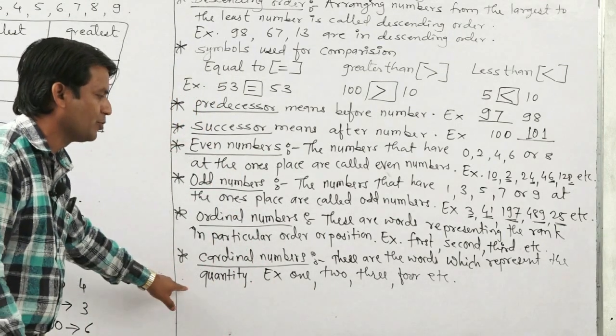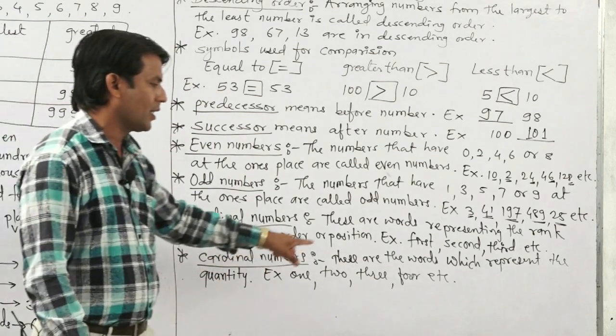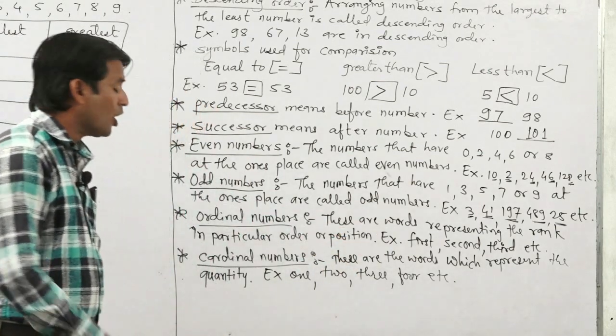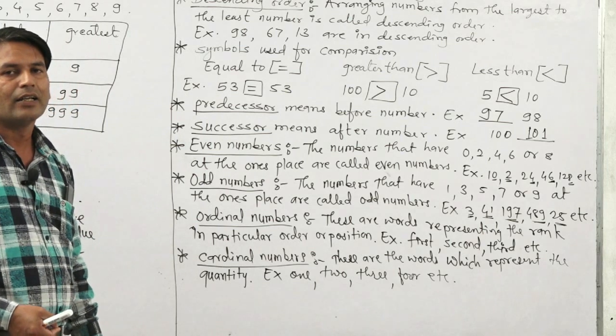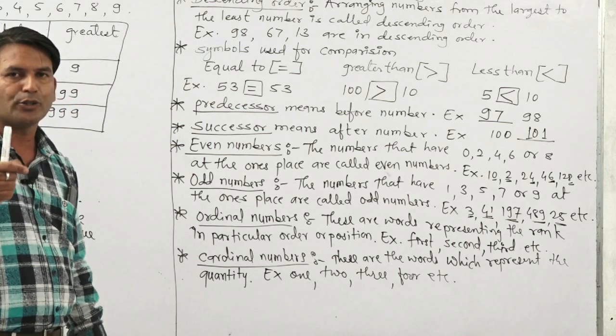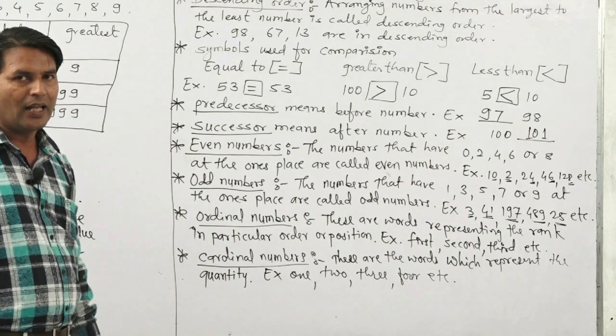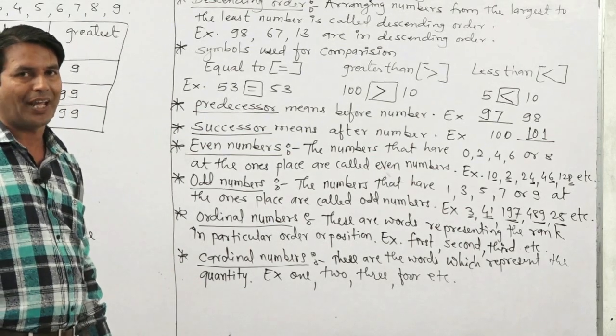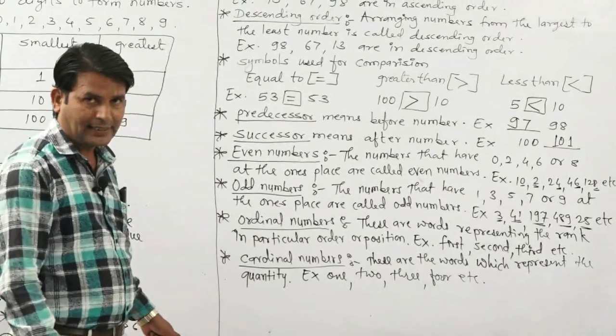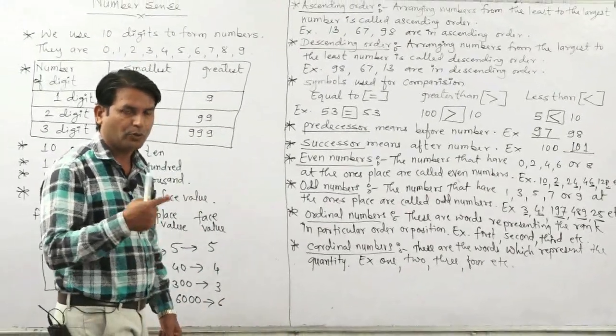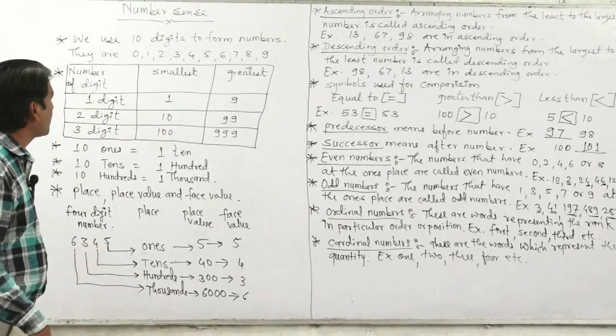Cardinal numbers are the words which represent the quantity. Means counting numbers 1, 2, 3, 4, 5. These are known as cardinal numbers. Have you got it? Again I will revise for you. Once again, let us see here.